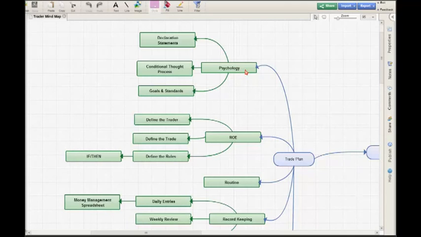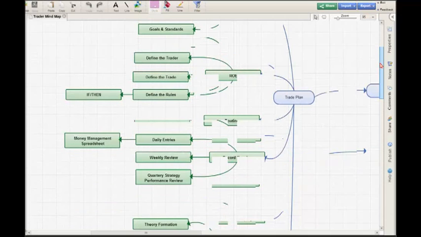Then we've got our ROE, okay, our rules of engagement. Define the trader. It defines the trade, and it defines the rules using the if-then syntax. And then you've got your routine. What do you do every single day? How do you go about your day? How do you confine yourself to a specific standard every single day that you conduct yourself?